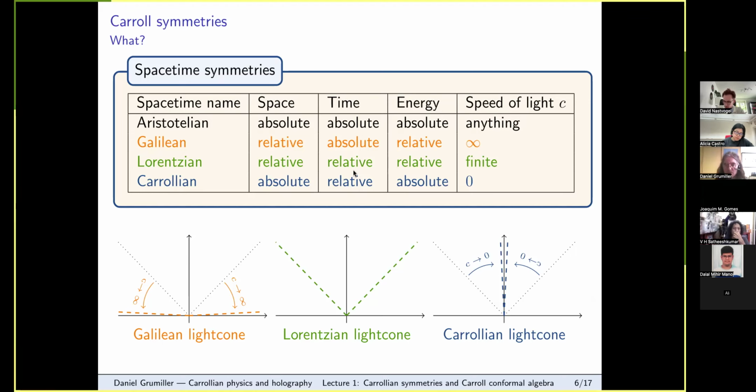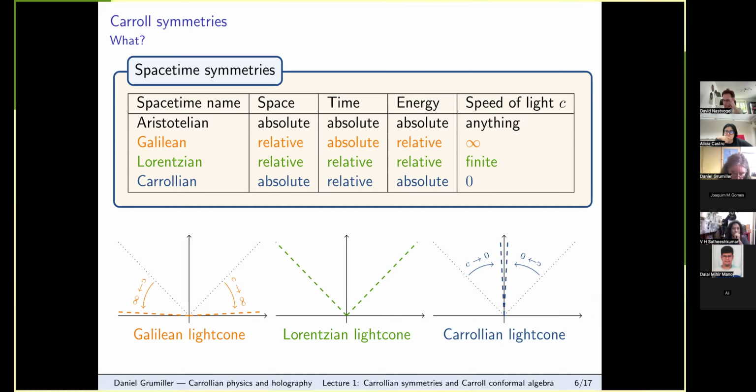And understood as a limit of the speed of light, it's again the opposite limit of the Galilean one, so the speed of light tends to 0. Whereas in the Galilean case, the light cone opens up, in the Carrollian case, the Lorentzian light cone collapses, and that's why if you propagate within the light cone, you can just propagate in time. And this is what inspired Lévy-Leblond to give these symmetries the name Carrollian.